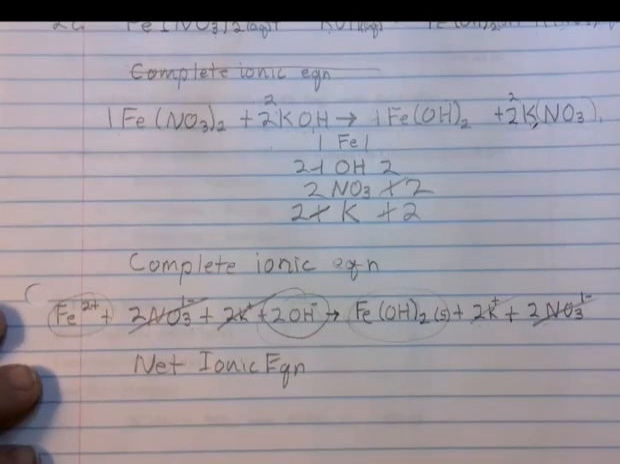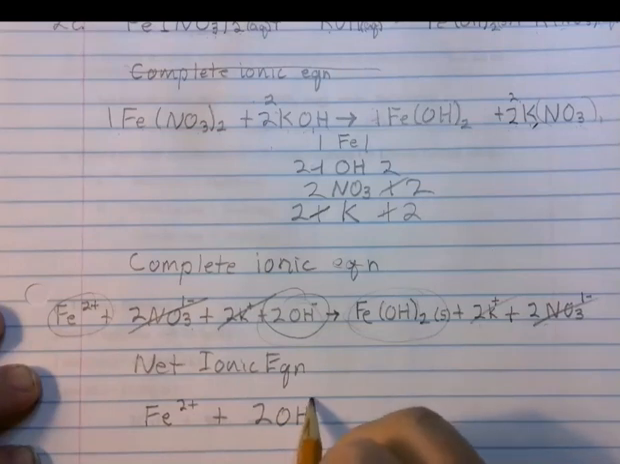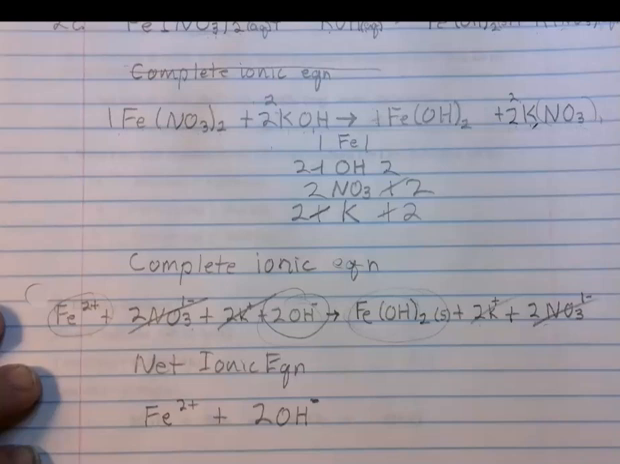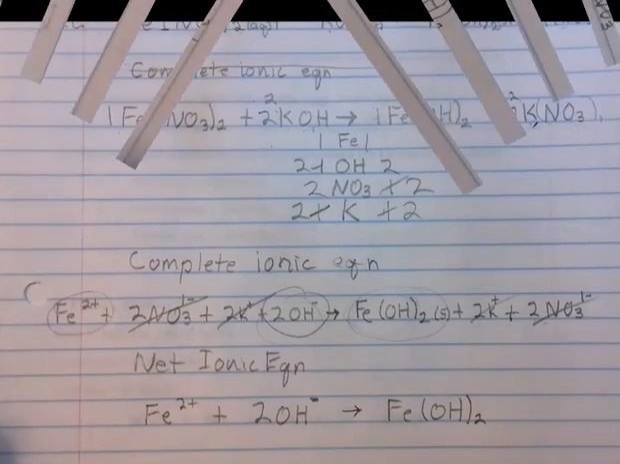So the net ionic equation for this is Fe 2 plus and 2OH minus, so you have 2 of the negatives and 2 plus, so that balances, and that comes over here and forms the compound of Fe(OH)2, and that is your net ionic equation for that.